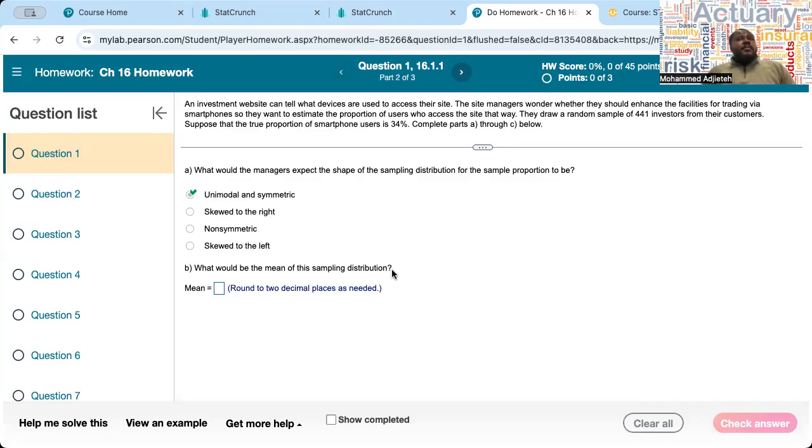What do you think the mean would be? Anybody else want to try? What do you think it's going to be? Adlin, what do you think it's going to be? Why do you think it's going to be 0.34?